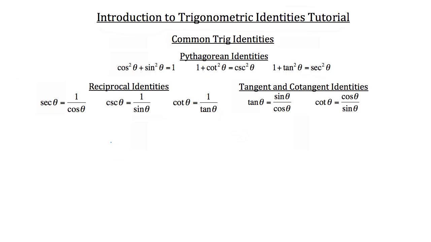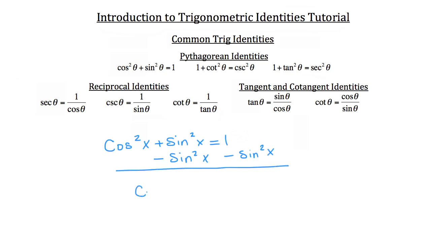Now, you can rearrange these identities if you need to. For example, you could take the cosine squared theta, and by the way, you can also substitute x for theta. So you could say cosine squared x plus sine squared x is equal to 1. You could rearrange that by, say, subtracting sine squared x from both sides of the equation. And what you'd have is on the left, cosine squared x, because the positive sine squared x and the negative sine squared x cancel. So cosine squared x is equal to 1 minus sine squared x.